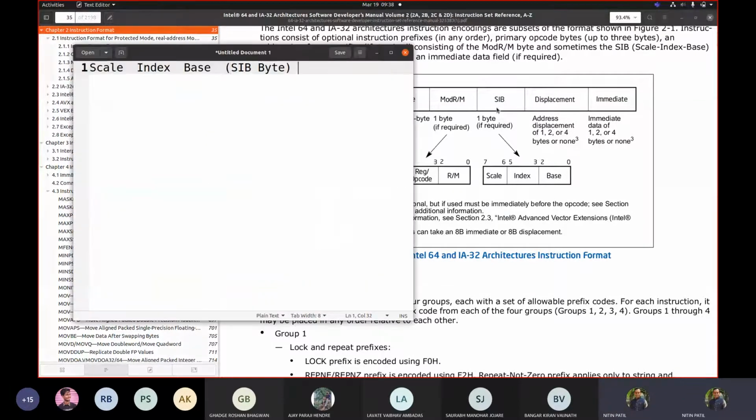Fine. So if I assume this would be scale, this would be index, and this would be base, with the assumption that these are the 8-bit positions. How did I divide that? I divided it 2, 3, 3. So this would be scale, this would be index, this would be base. Scale would have values 0 0, 0 1, 1 0, 1 1. This index and base, most of the time, would be used as registers. So we already have values associated with them from 0 0 0 to 1 1 1.